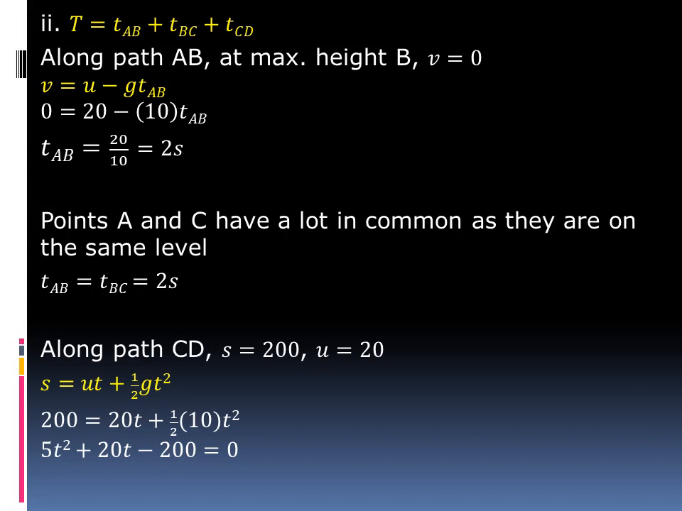For that, we assume the body is at level C. So for that level, the distance downwards is the height of the tower. That is s equals 200 and u equals 20. Remember that u is the velocity that it was thrown up, which is at level A, but level C has the same properties. So we use the equation s equals ut plus half g t squared, plus, because that is a downward motion. Now we put in the parameters, we get 200 equals 20t plus half times 10 t squared, and rearranging, we get 5t squared plus 20t minus 200 equals 0. So this becomes a quadratic equation for which we will use the almighty formula to solve it.